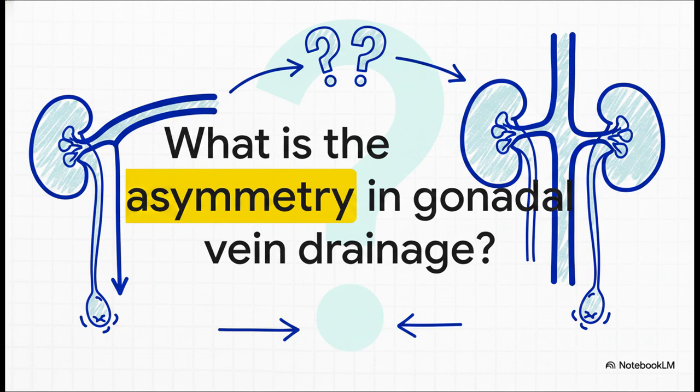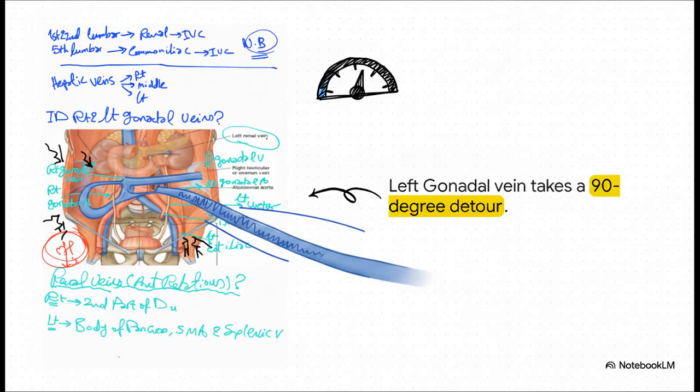How does the drainage of the right gonadal vein fundamentally differ from the left? And here is the answer. It's highly asymmetrical. While the right gonadal vein takes the easy route straight into the IVC, the left gonadal vein has to take the scenic route. To cross the body, it makes a sharp 90-degree detour and drains into the left renal vein first, which then carries that blood over to the IVC.